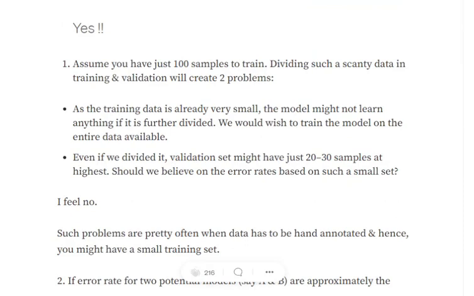Second thing is that even if you divide this data set into training and validation, the validation set would be very, very small, like 10, 20, 25 samples. Would error estimated on these 20-25 samples make sense, or is this statistically significant? That is the question that I leave up to you. I feel no, because you should have a decent amount of data for validation as well. In case of 10-20 samples as a validation data set, if you have a big error in one of the samples, the model will just blow off, and eventually it won't be able to replicate the performance of the model correctly.